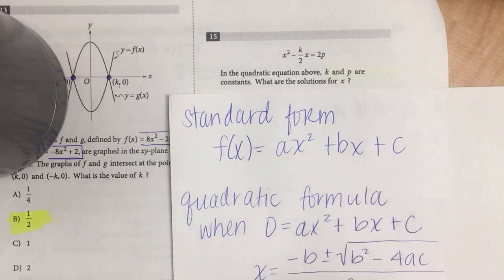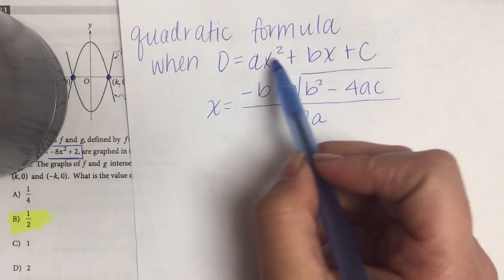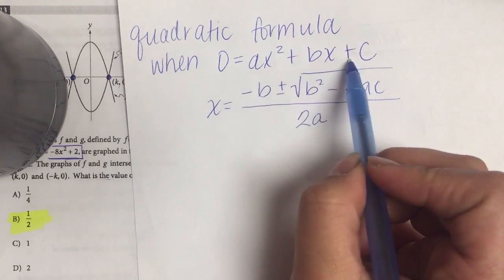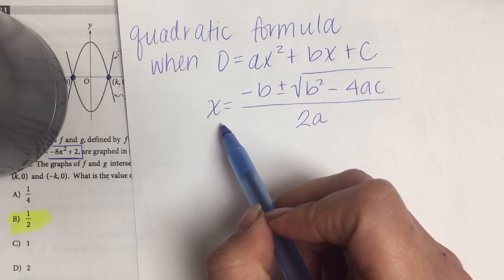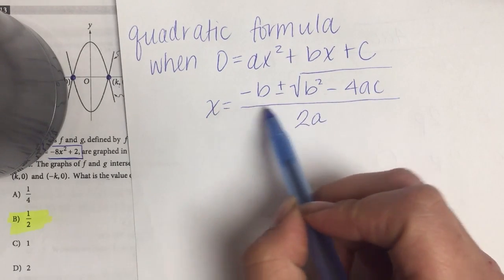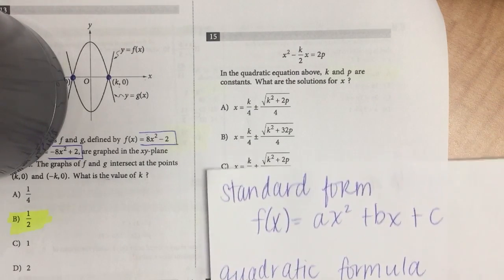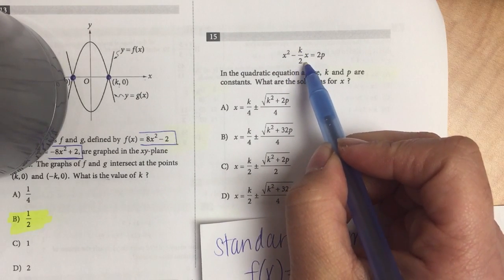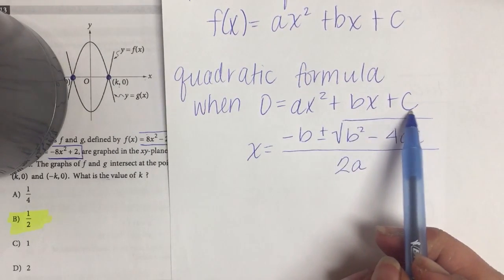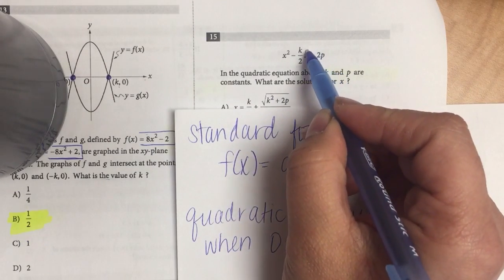Now, we have the quadratic formula for when a quadratic expression is equal to 0. We can solve for what the zeros are for this equation by the quadratic formula, which is given by negative b plus or minus square root of b squared minus 4ac, all divided by 2a. What's given to us in our problem over here is x squared minus k over 2x equals 2p. And we can make this look like this one, right? It's equal to 0 by bringing 2p to the other side here.